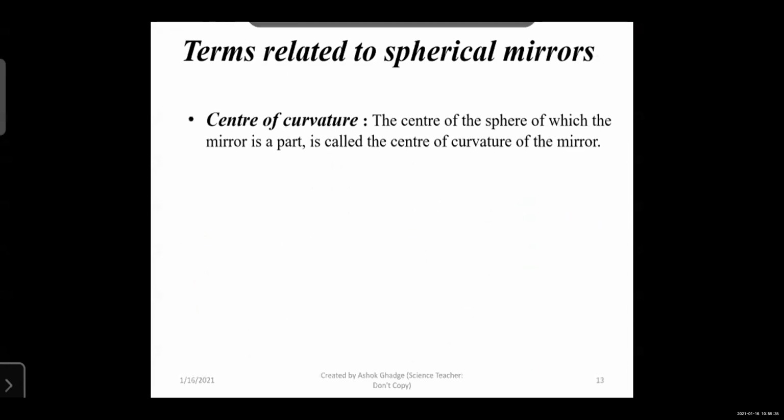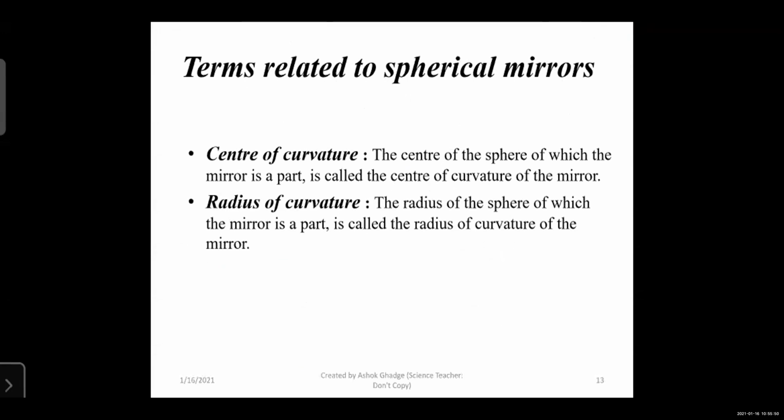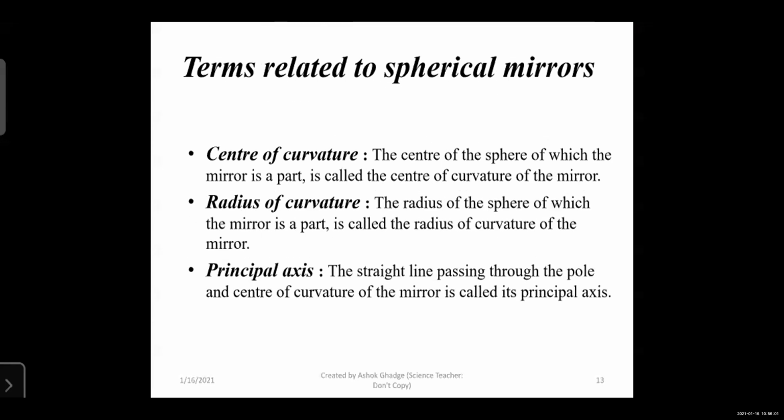Now, definitions are there. Center of curvature: the center of the sphere of which the mirror is a part is called the center of curvature of the mirror. The radius of curvature: the radius of the sphere of which the mirror is a part is called the radius of curvature of the mirror. Third definition is principal axis: the imaginary straight line passing through the pole and the center of curvature of the mirror is called the principal axis.